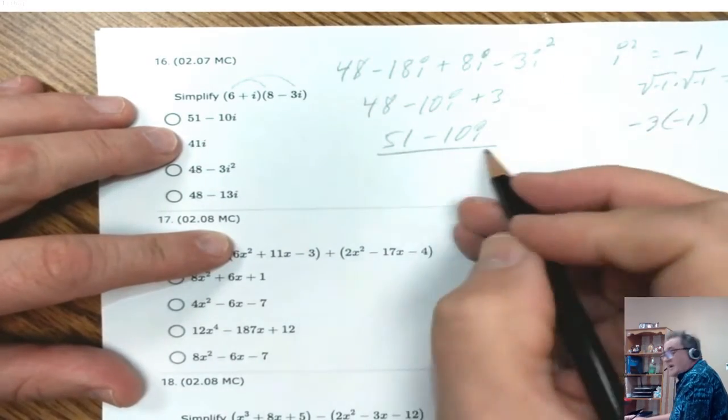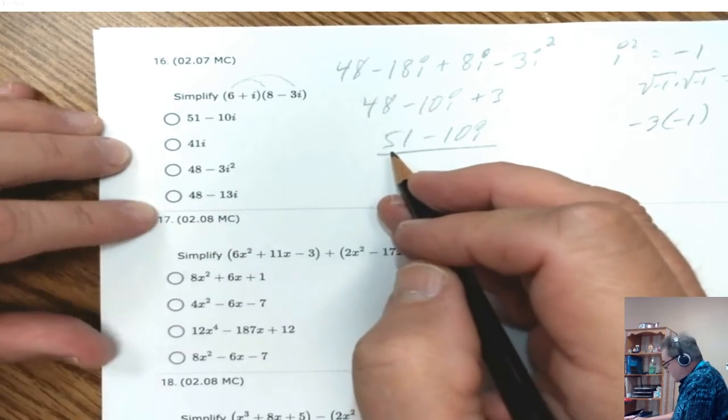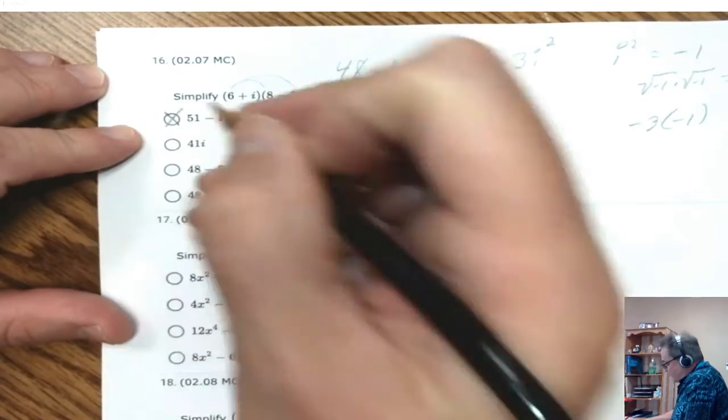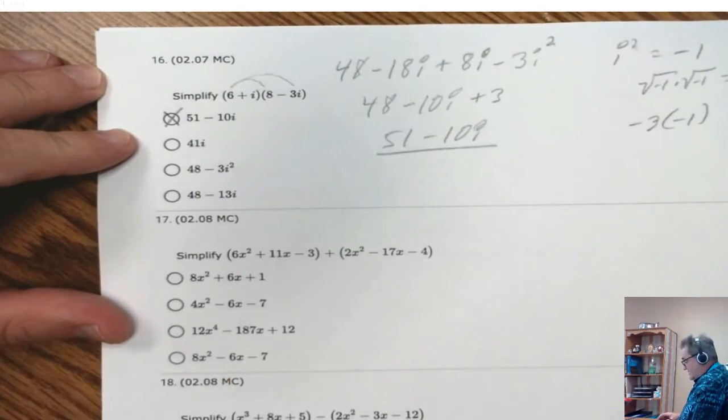That's all we can do. We cannot combine those. This is imaginary. This is a real number. Here it is, first choice up there: 51 minus 10i.